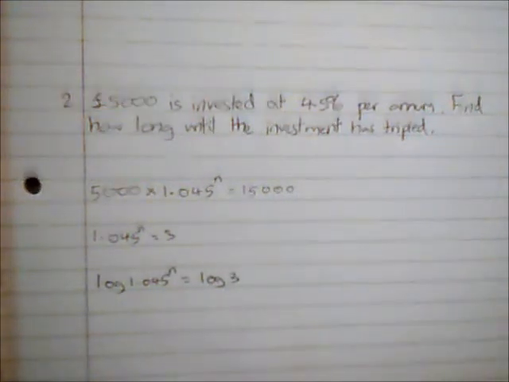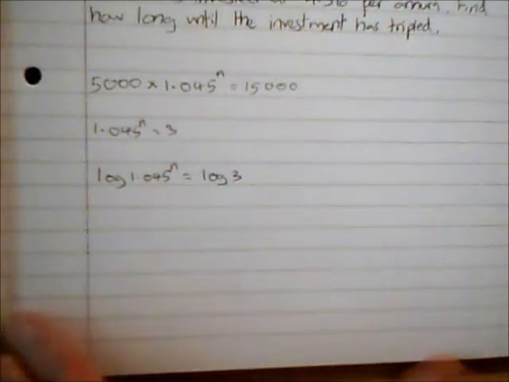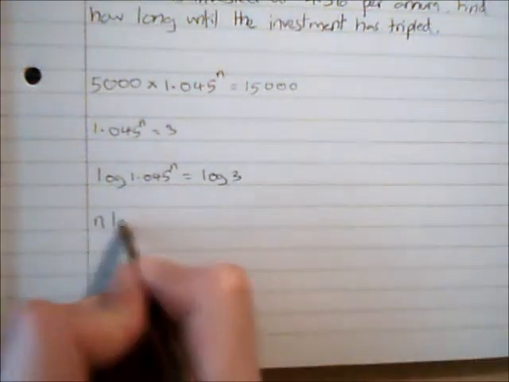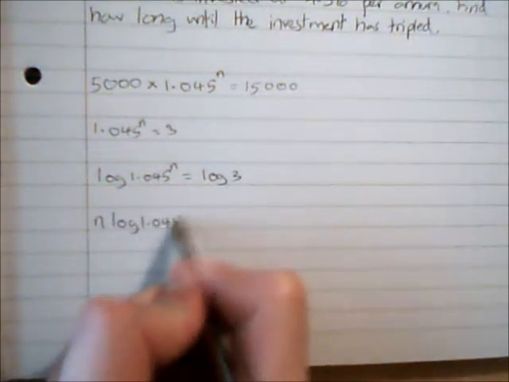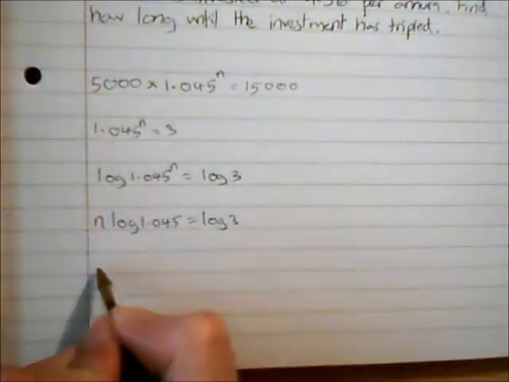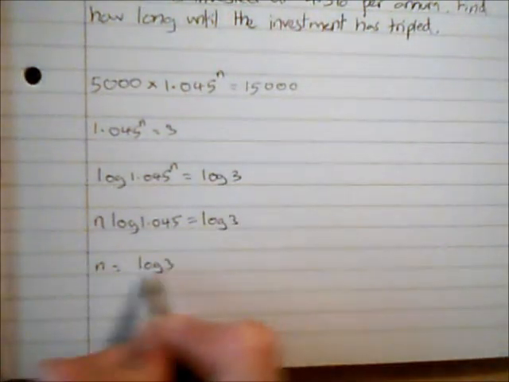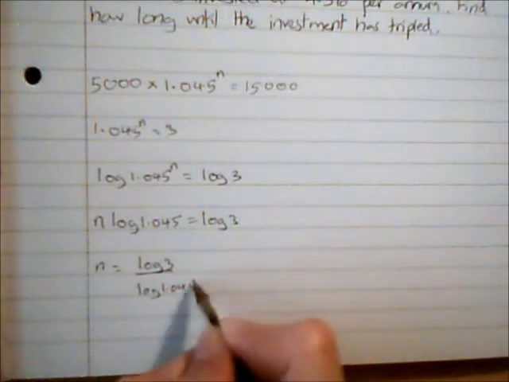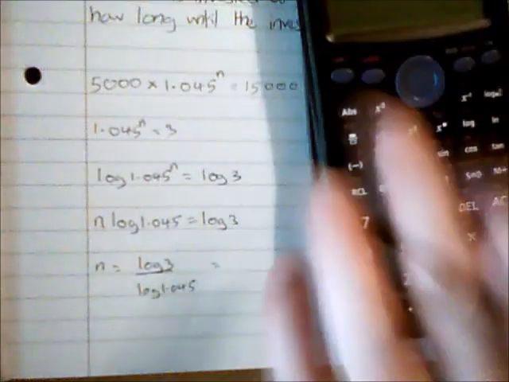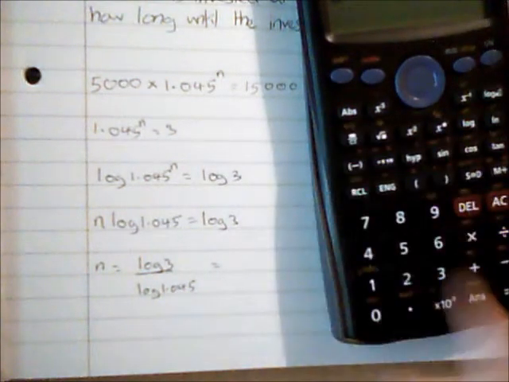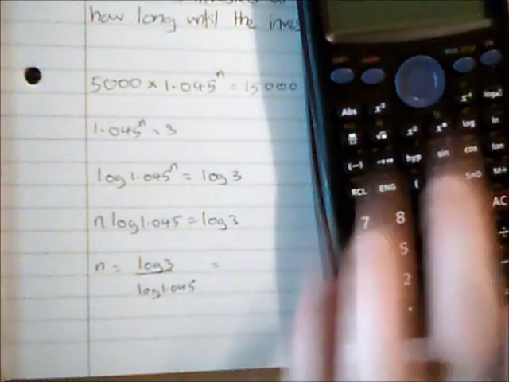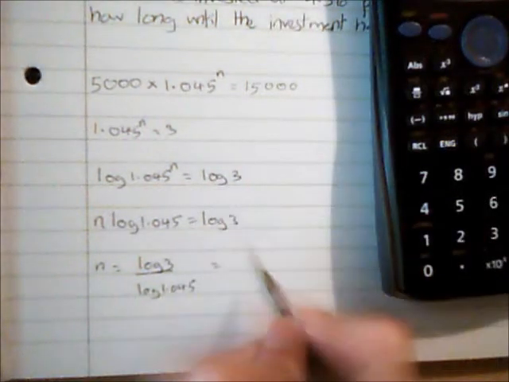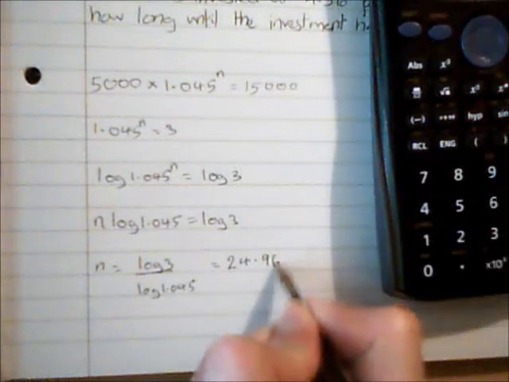And the reason I'm going to take a log is so I can now use the power rule of logs to remove the n from the index. So I can write this as n log 1.045 equals log 3, and therefore n is equal to log 3 over log 1.045. So I can evaluate this. And that gives me a value of 24.96 years.